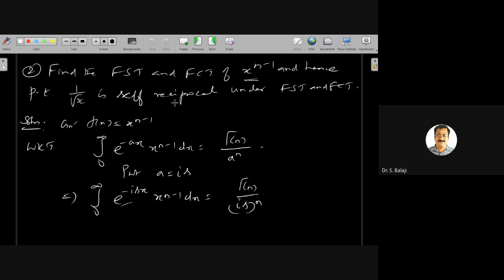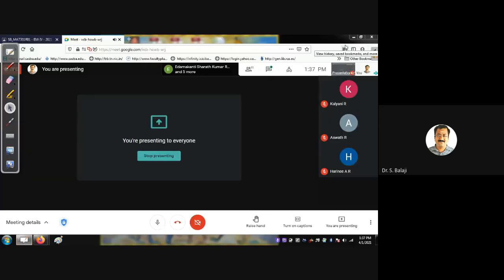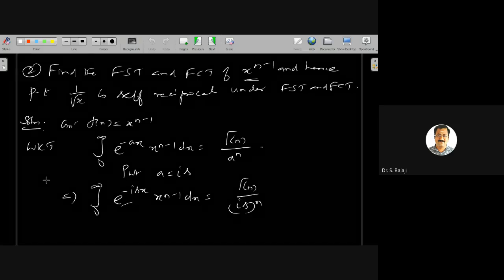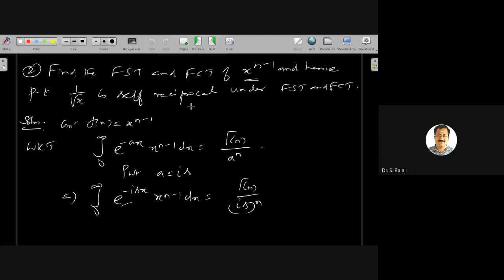Next, one more problem. Find the Fourier sine transform and Fourier cosine transform of x power n minus 1, and hence prove that 1 by root x is self-reciprocal under Fourier sine transform and Fourier cosine transform.